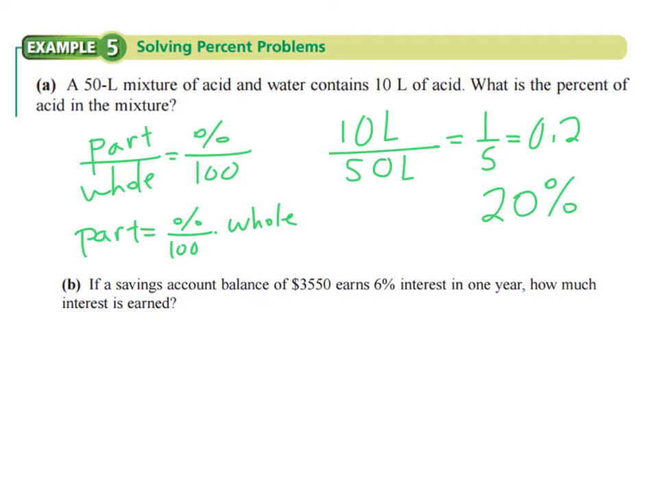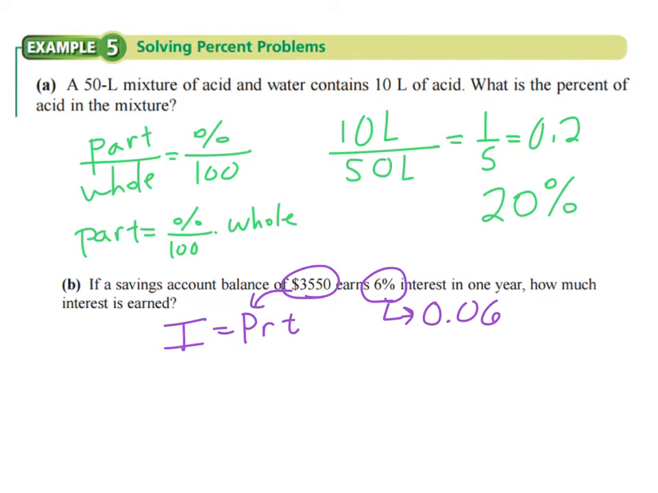The second example we have here, we've got a savings account that's got a balance of $3,550, earned 6% interest in 1 year. How much interest is earned? This is really an application of our simple interest formula, where the principal is $3,550. The interest rate is 6%. However, you need to make sure that you use 0.06 here.